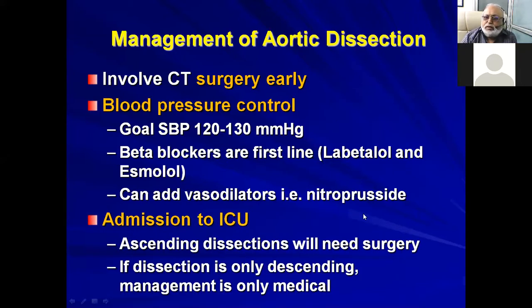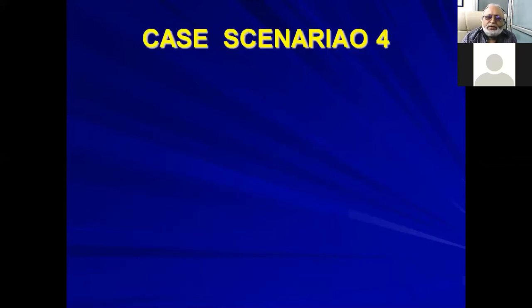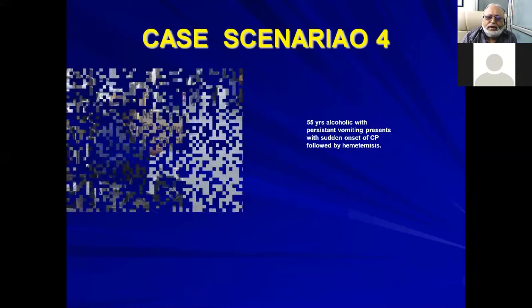Obviously, the patient needs to be admitted in a critical care unit and needs surgery. And if only the descending aorta is involved, then the patient is likely to improve with medical therapy. Let's go to the next case.